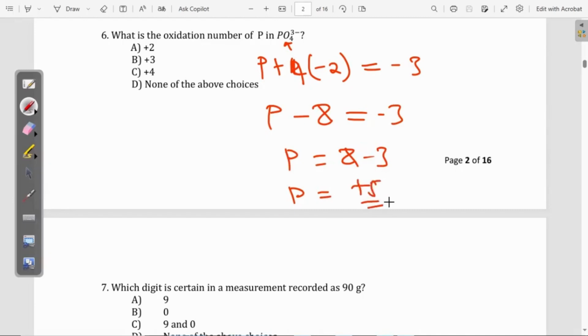Positive 5. Okay, but I can't see any positive 5 there. So it means we are going to say the answer here is what? None of the above, because we can't see positive 5 there. But that's how you calculate the oxidation number for this. So we are going to pick none of the above as our answer.